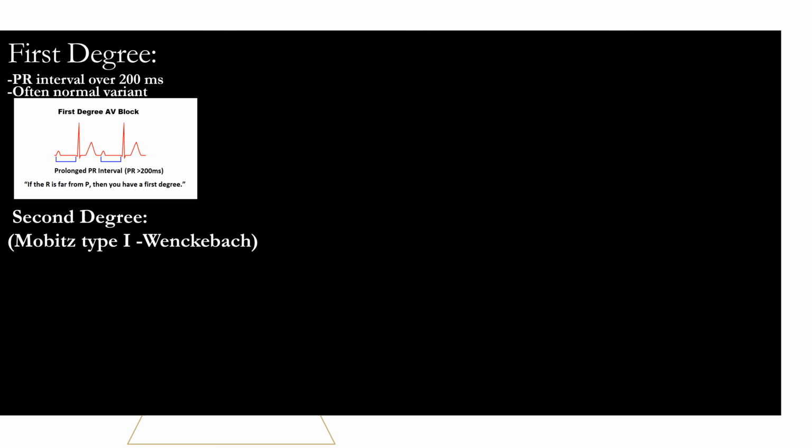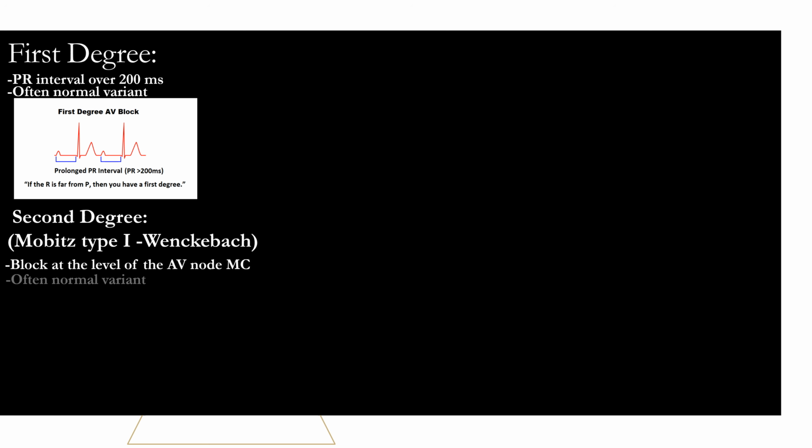Second degree Mobitz type 1 Wenckebach. Remember, this block usually occurs at the AV node. That's going to be the most common. And that's why atropine is used in a Mobitz 1 and often not used in a Mobitz 2, which usually occurs below the AV node.